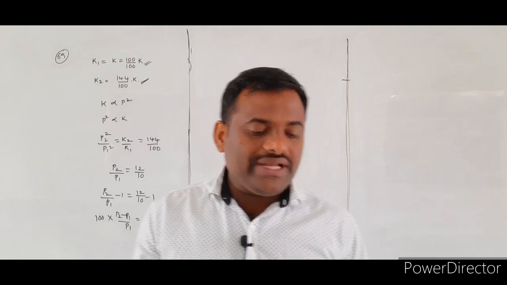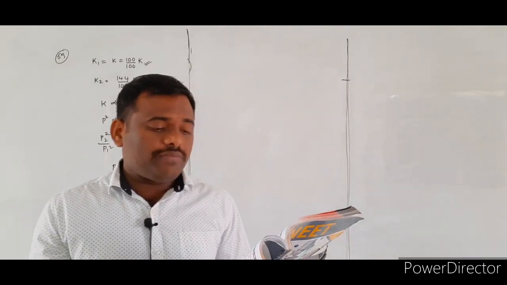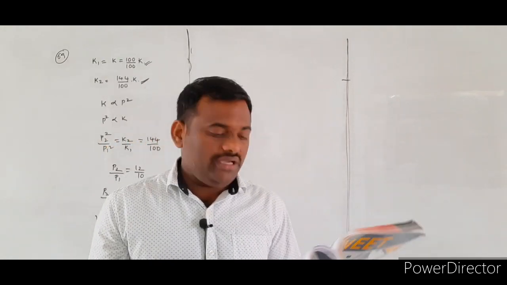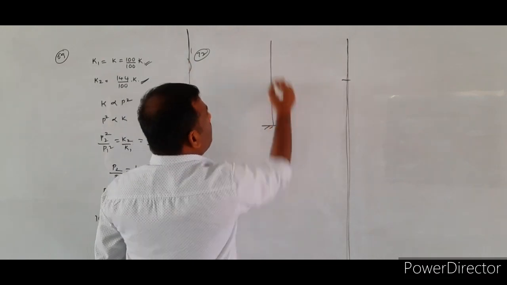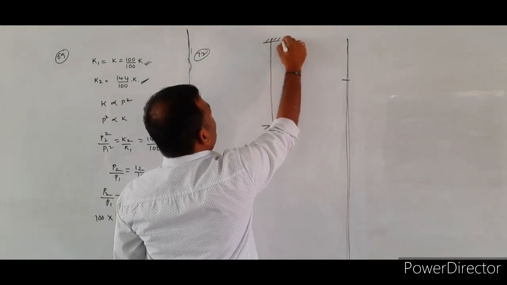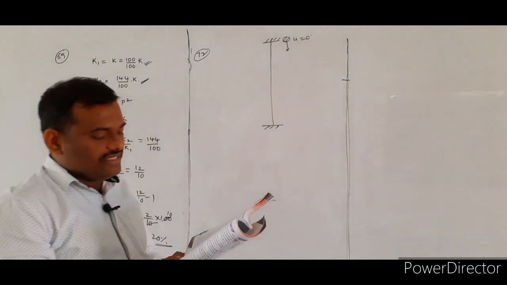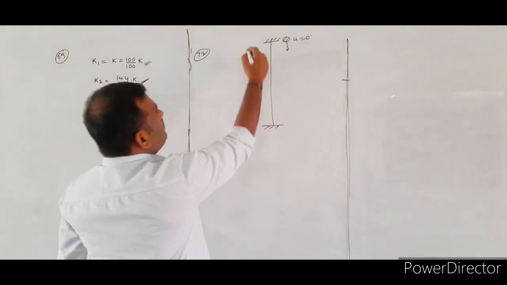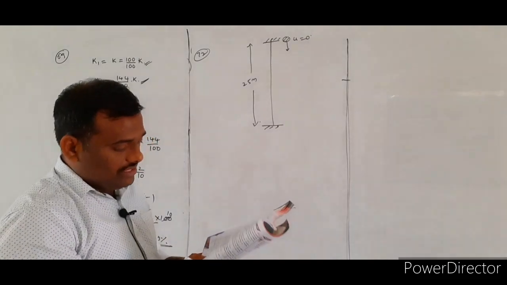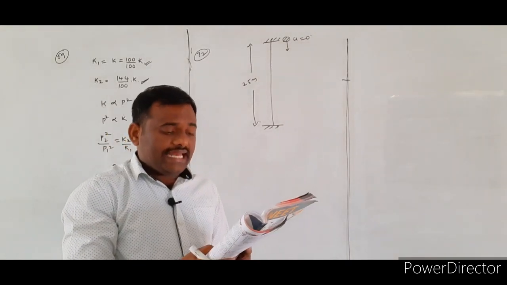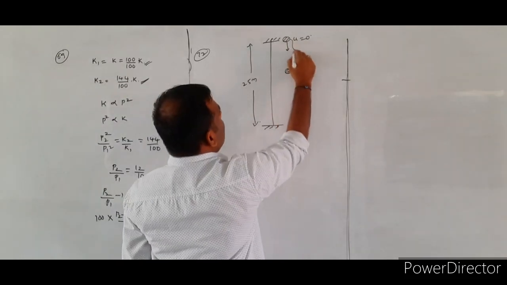Next. Problem number 72. If a body of mass 3 kg is dropped from the top of a tower of height 25 meters. So here a body will be dropped from the top of a tower. Dropped means initial velocity is equal to 0. And the height of the tower is equal to 25 meters.